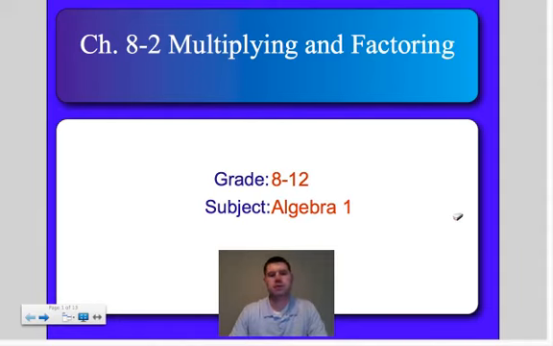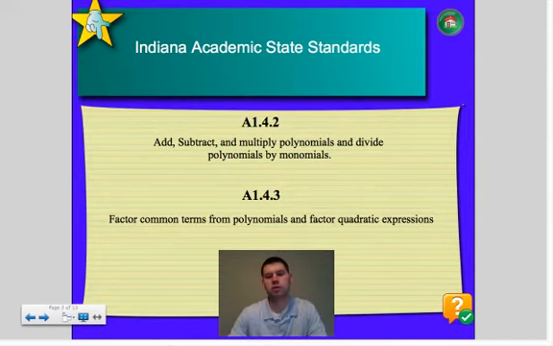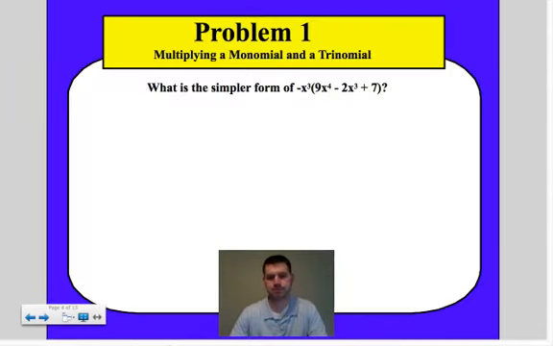Well, today we're going to be talking about Chapter 8.2, which is multiplying and factoring. Our objectives for today are to multiply monomials by polynomials and to factor monomials from polynomials. We're in A1.4.2 and A1.4.3 for our standards today.